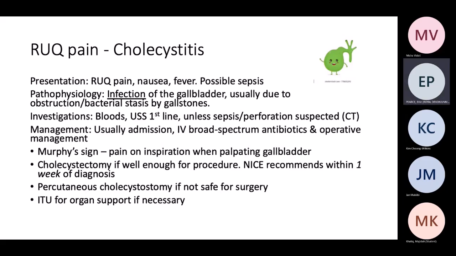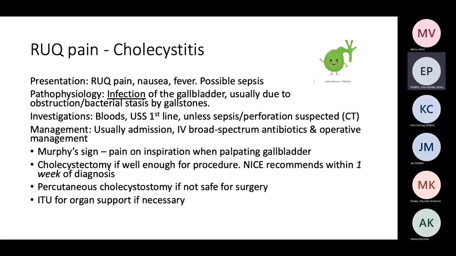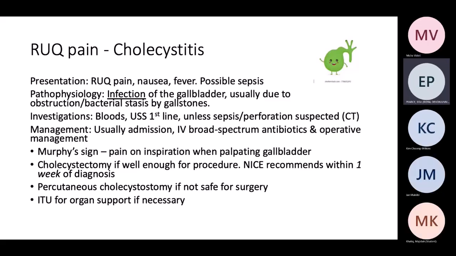Investigations, first line, obviously we do bloods, looking at infection markers, and LFTs as well are really important because they give us an idea of any impact on liver function. When someone's in hospital, we can take blood to follow the trend: are they improving and are we getting on top of things? Ultrasound abdomen is the first line investigation, unless we suspect someone's septic or might have perforated, in which case a CT would be more useful.